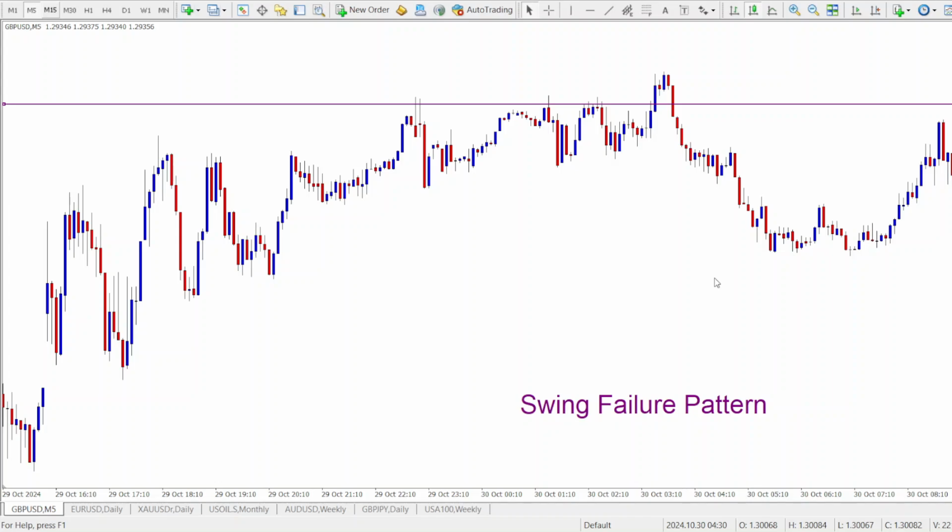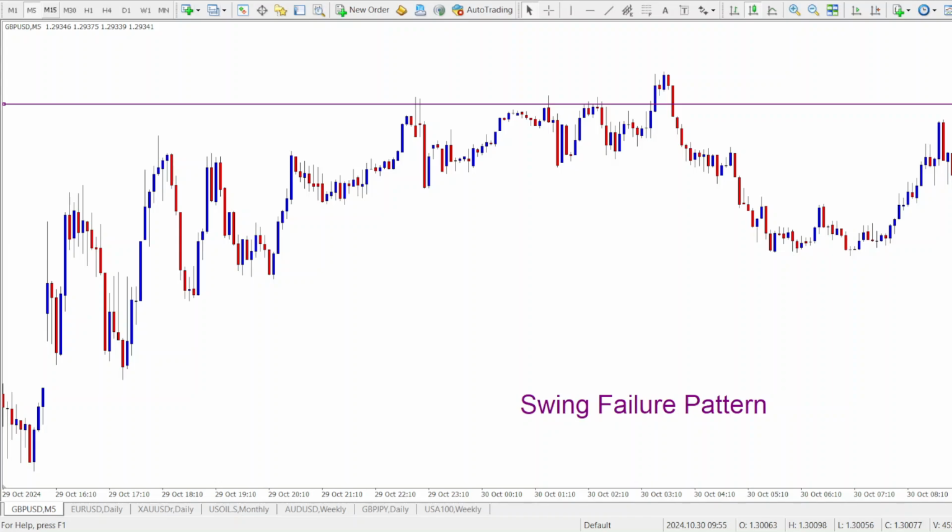The first step is identifying a key high or low point in the market. This could be a recent swing high, a recent low, or even an established level of support or resistance. Once you have marked this level, just like we have here, you watch for the price to test it. When the price pushes beyond that high or low, but then quickly reverses, that's your first sign of a potential swing failure pattern. But you don't want to jump in right away, okay?